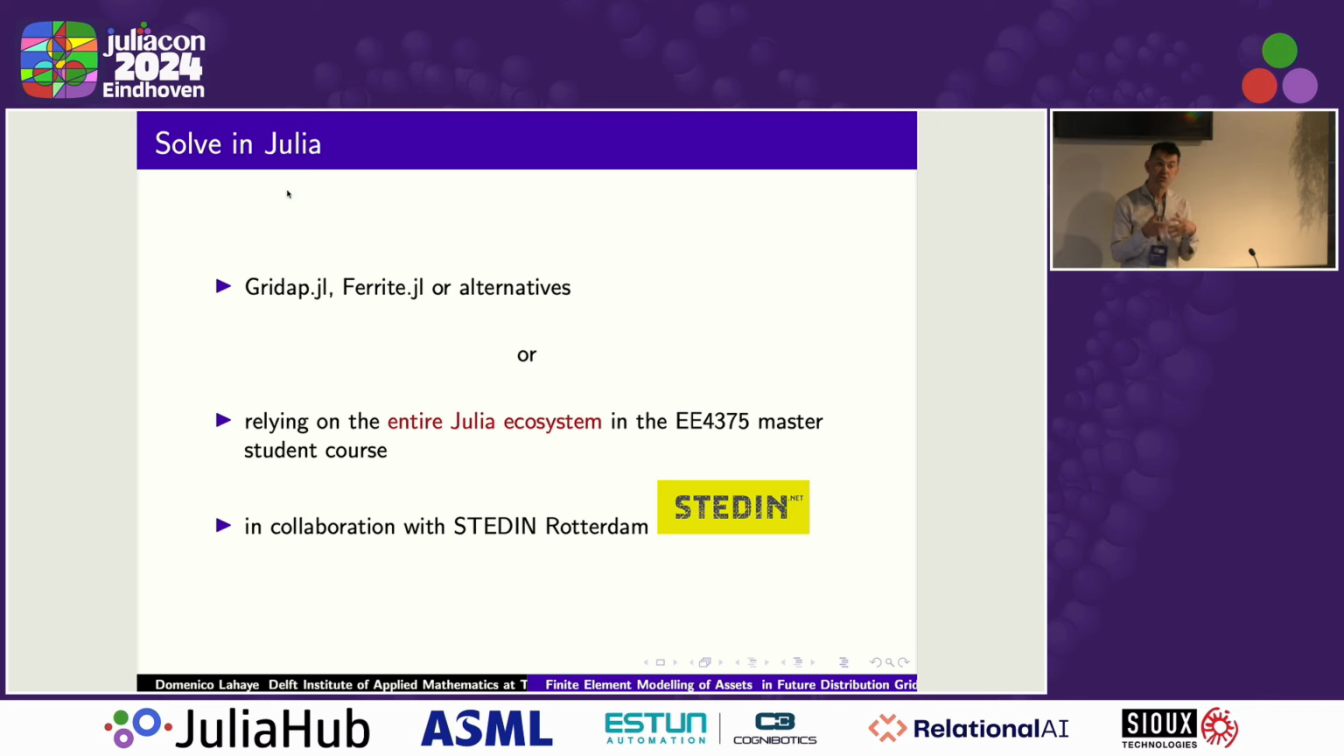Now, this is a conference on Julia. Obviously, we want to solve the model in Julia. So one might say there are already excellent finite element solvers around. Gridap and Ferrite are two examples, so why not just use those? I wanted to deviate from that path, to be able to harvest the entire Julia ecosystem, enough for everything that we have to be able to solve the problem. And I do this in collaboration with Stedin, which is the local DSO in my area.